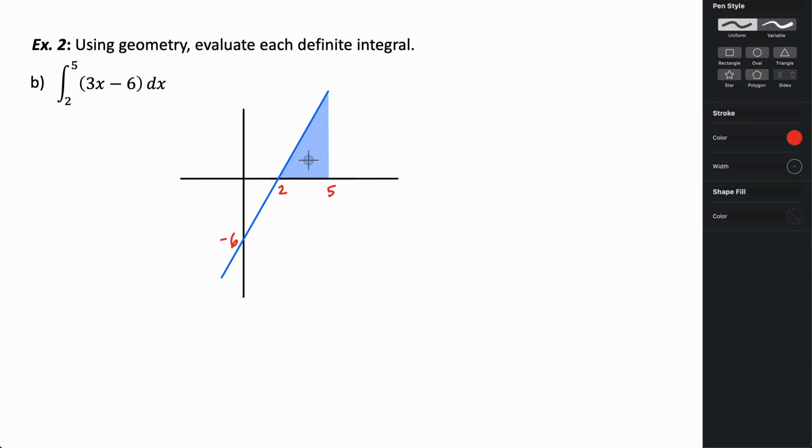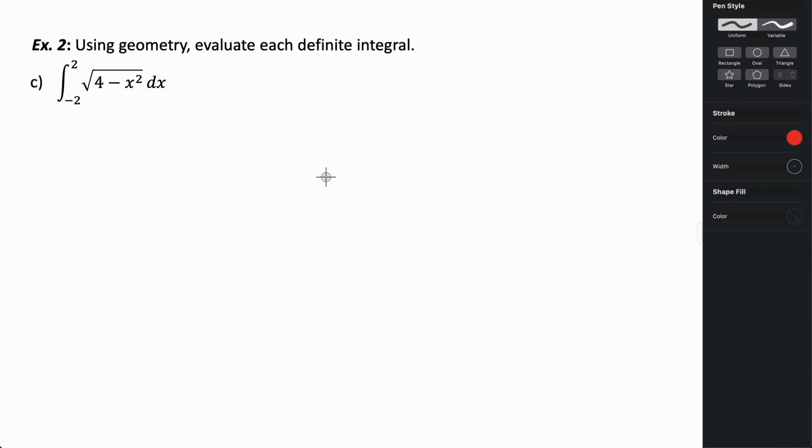So this area here in blue is just going to be represented by the area of a triangle. And we know the area of a triangle is 1/2 times the base times the height. So in this case, the base is 3, so it's 1/2 times 3. And then the height: we need to figure out the value of our function when x is equal to 5. So this has a coordinate of 5, comma. Plugging in 5, 3 times 5 is 15, minus 6 is 9. So the height is going to be 9 there. So it's 27 divided by 2. So that is going to be the area.